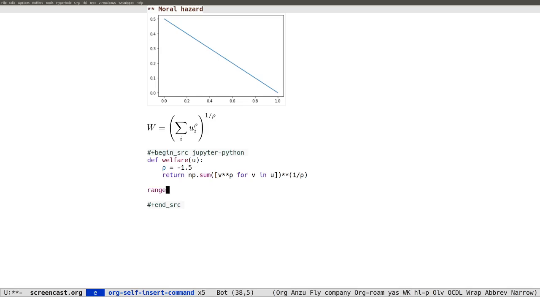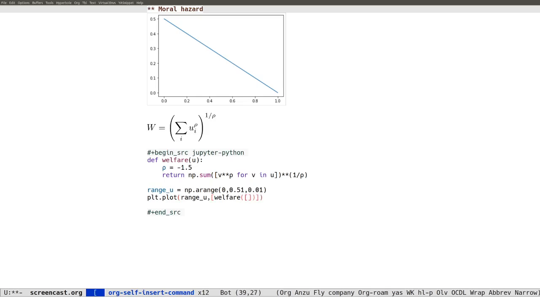So we're going to define a range of u here equal to 0, then we're going to go to 0.51. I'll explain in a second why we use this range. And then plt.plot, range of u, and then welfare is going to be equal.